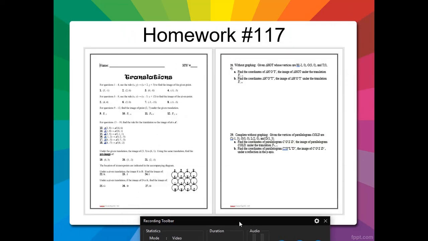This is homework number 117. There's only a front and a back. Make sure you do a full mapping for number 28 and 29. And in some cases, you'll have to build on. So once you create triangle HOT and then triangle H prime, O prime, T prime, you're going to build off that prime image to get a double prime. So this will be something that's a little bit new, but you just keep building off the one that came before it.